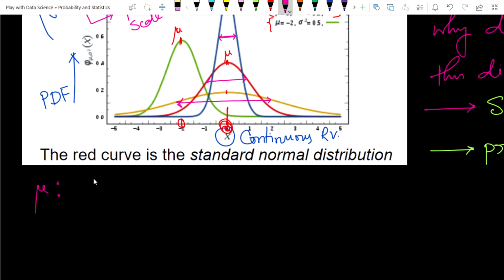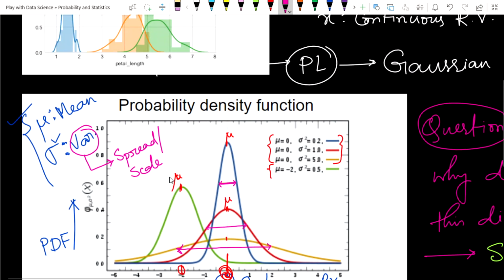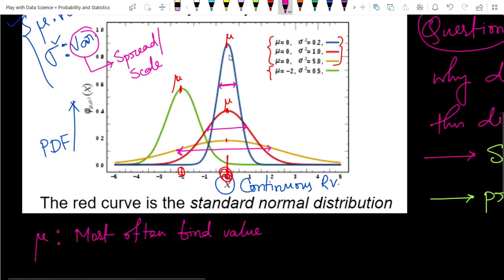And mu is the most often found value. This is the mean value, the most often found value at the mean point. Just see this region. Most often found here.